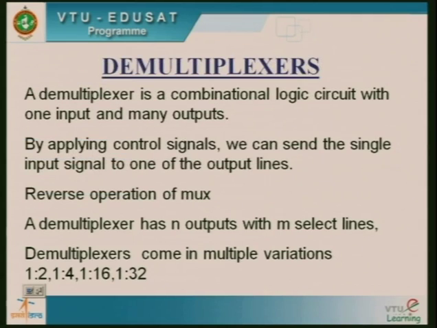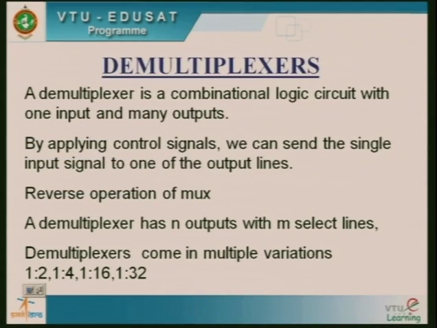So now let us switch over to the demultiplexer. What is a demultiplexer? Once again it is a combinational logic circuit which has only one input and many outputs. You can apply control signals here. By applying these control signals, we can send this single input signal to one of the output lines. It is just the reverse operation of a mux.